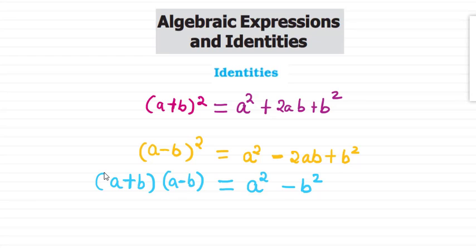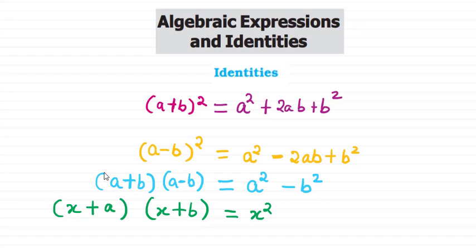Then we have the last identity that you have in your class 8, that says if you have x plus a and x plus b, where the first term is the same in both and the second term is different, you can use this identity: x square plus the sum of the second terms, that's a plus b, into x, plus the product of the second terms. So these you can use.